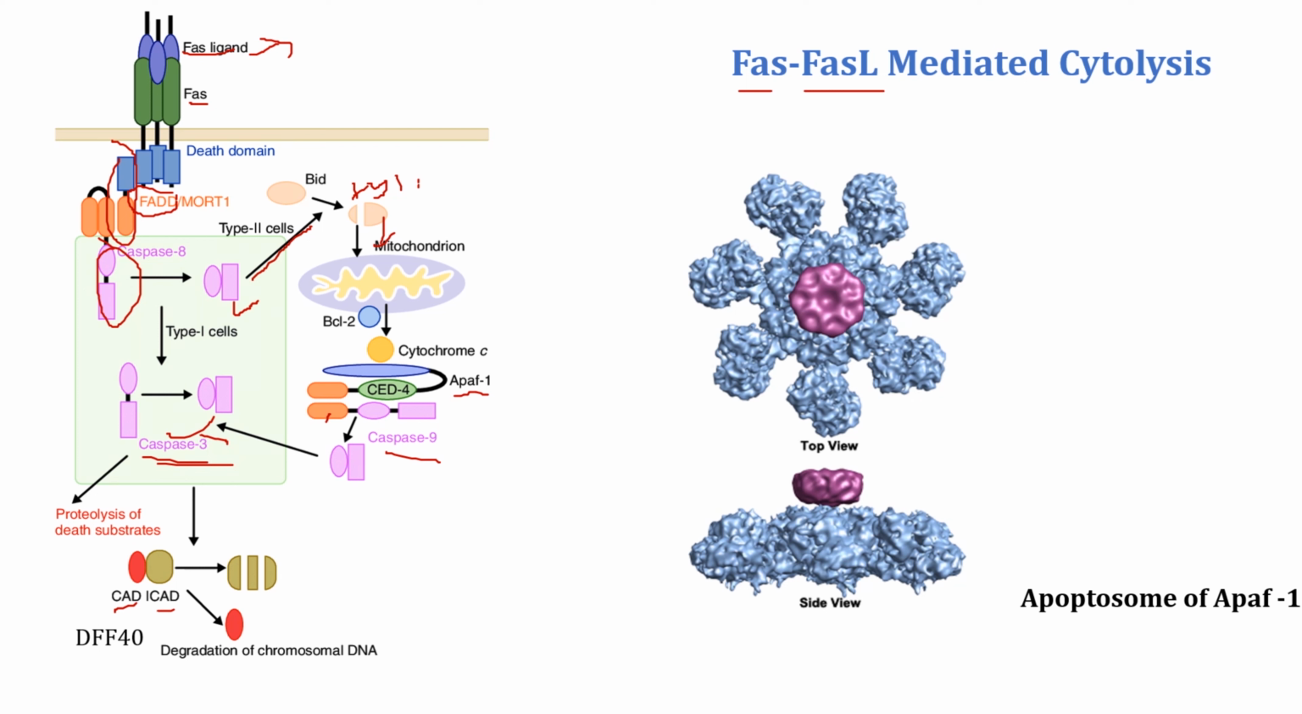Okay, now CAD's characteristic is that it is an endonuclease, okay, that when activated can cleave the nuclear DNA. So caspase-3 cleaves the ICAD, releasing the inhibitory effect on CAD. Okay, so CAD becomes active and translocates into the nucleus. Active CAD cleaves the DNA in the nucleus into fragments, right? And this DNA fragmentation is an important step in the later stage of apoptosis.